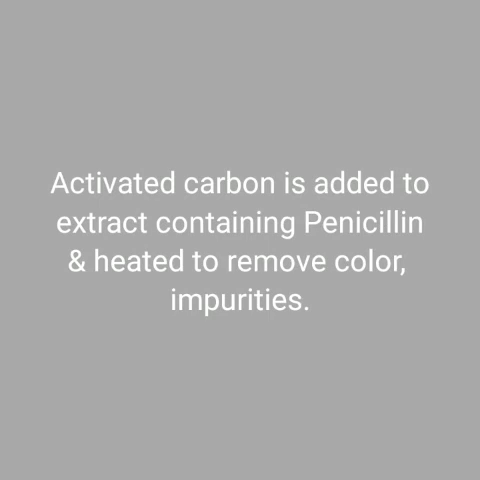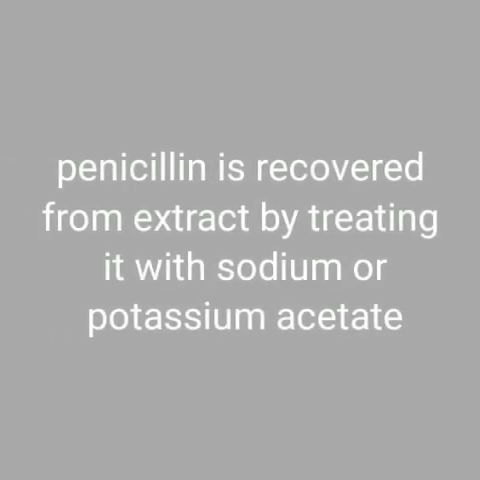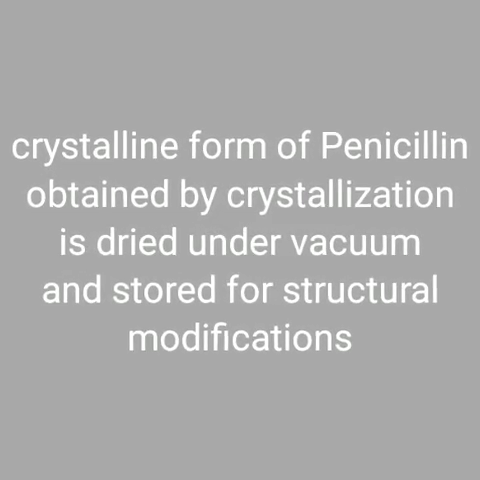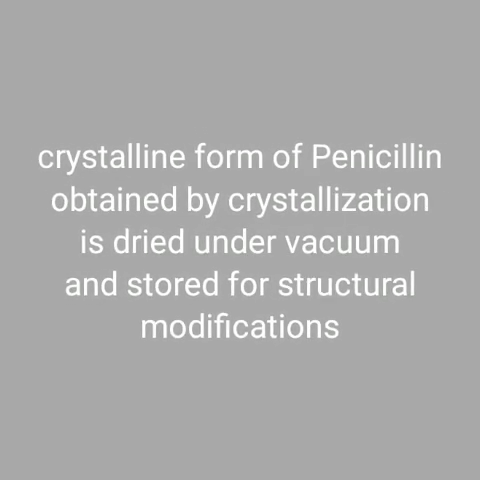Activated carbon is then added to the extract containing penicillin and heated to remove the color and impurities. Penicillin is recovered from the extract by treating the extract with sodium or potassium acetate. That gets us the respective salt of the penicillin. The salt form so obtained is washed with dry solvent like n-butanol or isopropanol. Crystalline form of penicillin obtained by recrystallization is dried under vacuum and stored for further structural modifications to get the semi-synthetic derivatives of the penicillin.